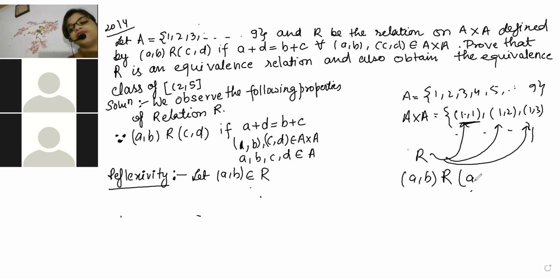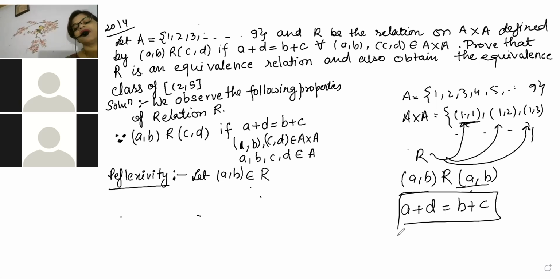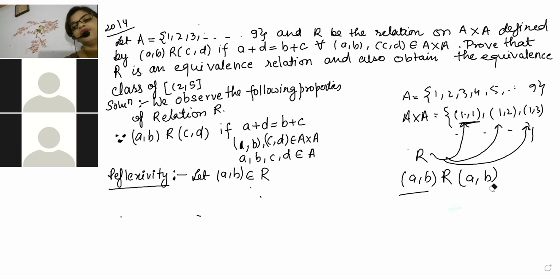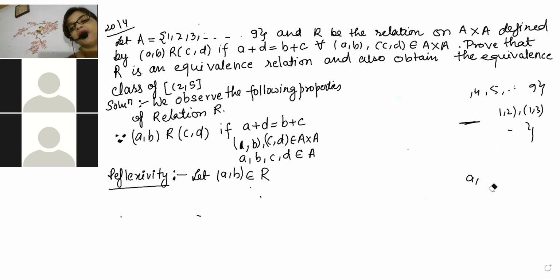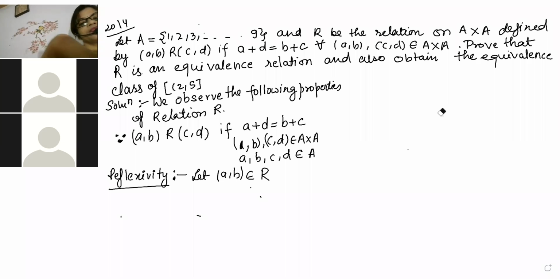So for reflexivity, you have to prove that this belongs. In the last class video, yesterday's video, I told how it is going to be proved. You know the condition given is a plus d is equal to b plus c. This part of the condition is already given in the question. So now you have to just represent it nicely. First you will write that you are taking an element (a, b). So I wrote that, let (a, b) be any element belonging to R.